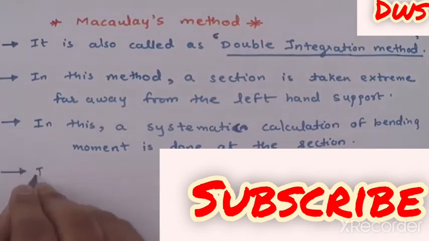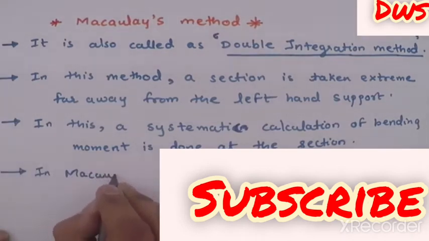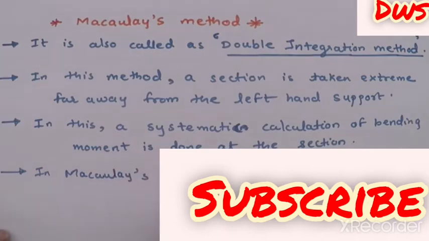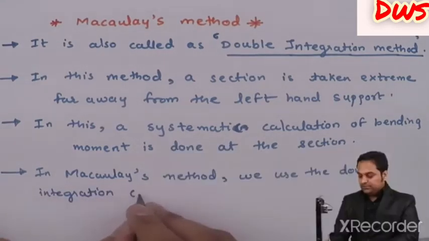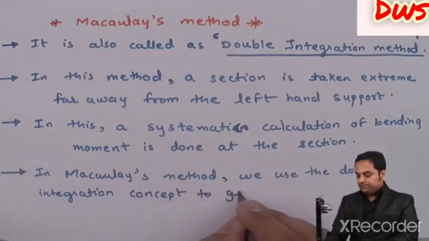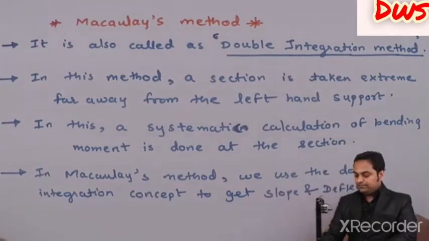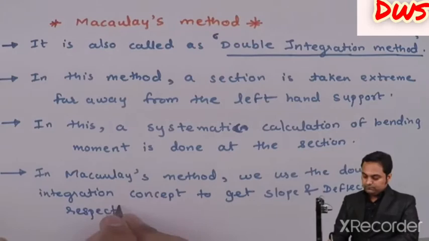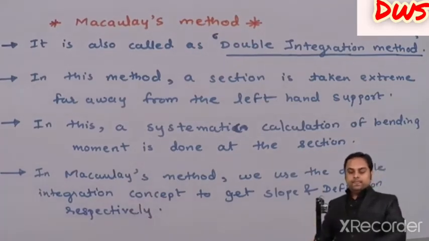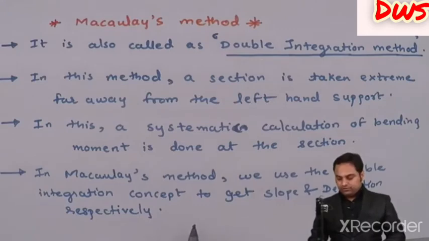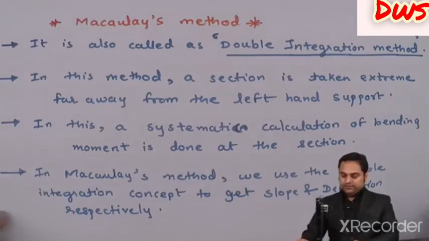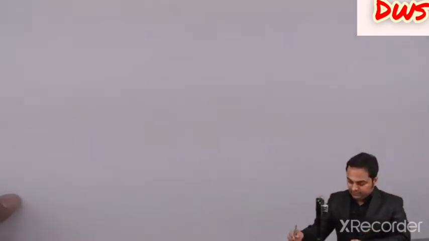Next, in Macaulay's method, we use the double integration concept to get slope and deflection respectively. So in Macaulay's method we use the double integration concept to get slope and deflection respectively. Next, let me explain that with the help of a diagram.